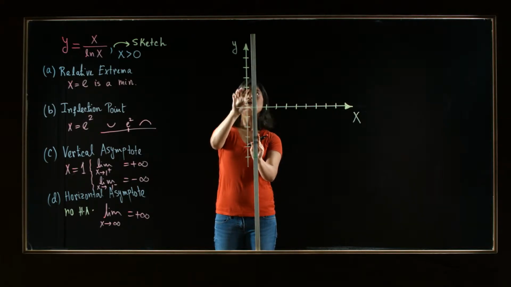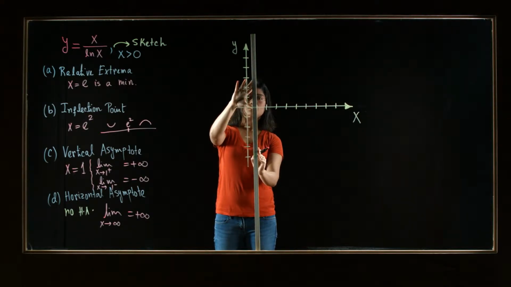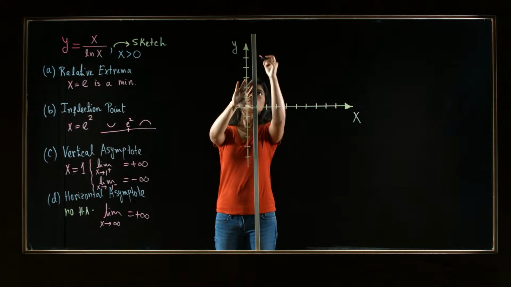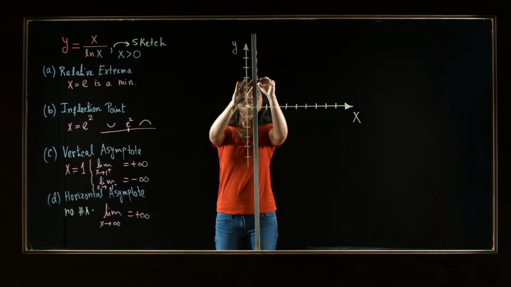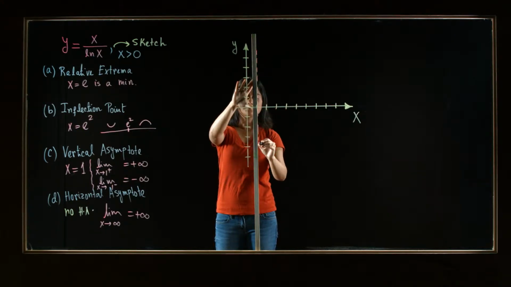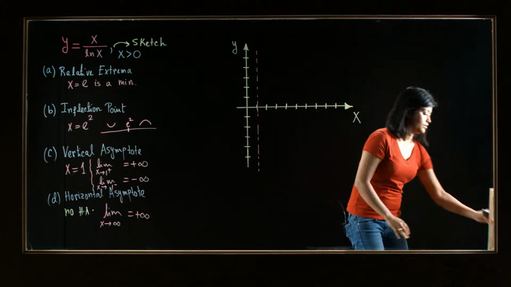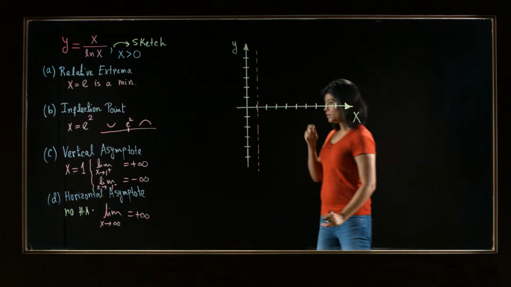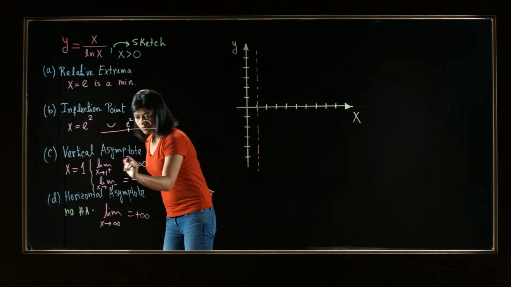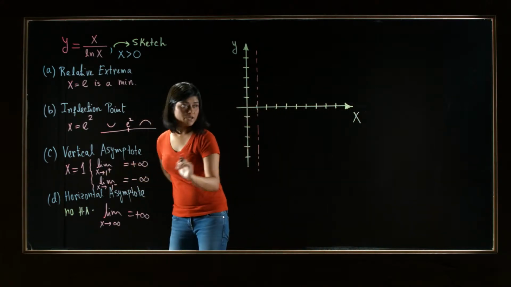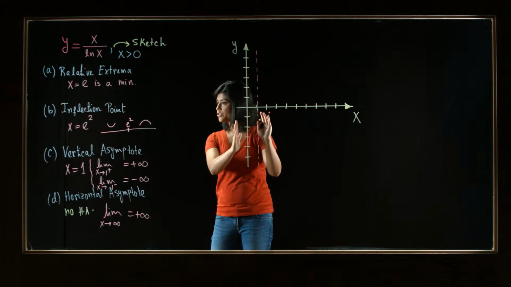So at x equals 1, we will have a vertical asymptote. All right. Now, we know the function behaves this way around x equals 1, and we will plot that soon.